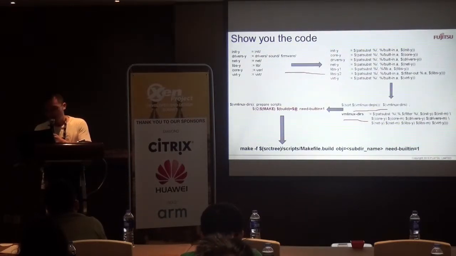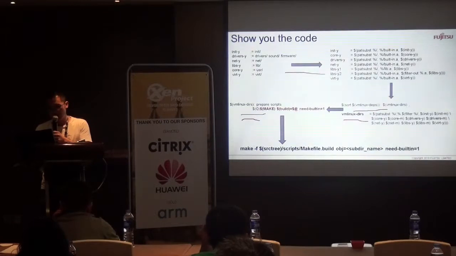Then apply this rule. And actually this is the entry of the recursive make, and the expanded recipe looks like this. This is the expanded recipe.